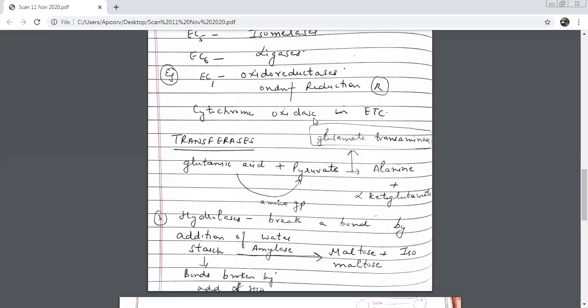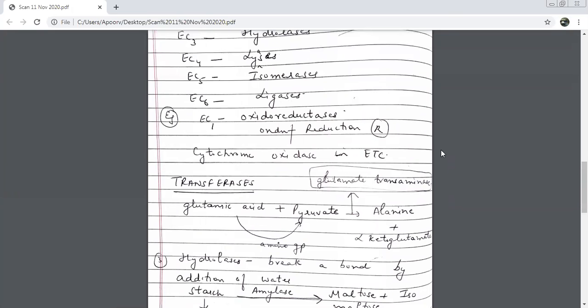It is going to transfer from where? Not from pyruvate, it is transferring from glutamate. So we wrote its name accordingly. From glutamate, it is going to transfer the amino group. So what name do we get? Glutamate transaminase.